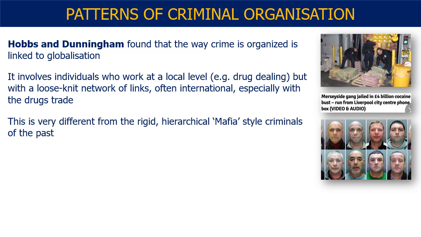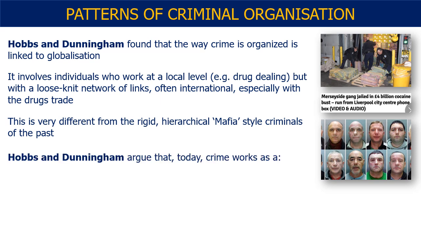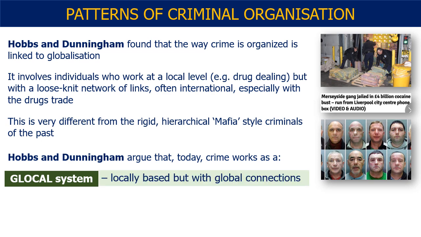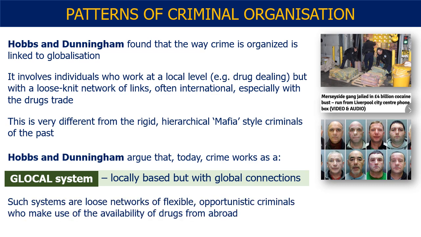So this is very different from the kind of more rigid and hierarchical, if you like, mafia style of criminals that we used to see from organised crime in the past. Hobbs and Dunningham argue that today crime works as a kind of glocal system, okay, sort of global and local system, locally based, but with those more global connections. And these systems are loose networks. They're flexible. They're opportunistic criminals who make use of the availability of drugs abroad. So, like we said, not so rigid.